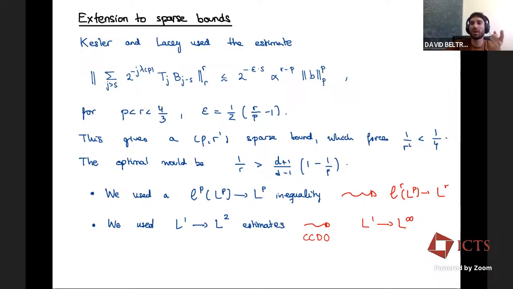That would be one possibility to try to improve things. And the second one is that when we think of what happens at P equal 1, and we try to extend Green's method to sparse bounds, the approach of Conde Alonso, Culiu, Di Plinio, and Ou was that the L1, L2 estimates are not good enough, because that would have given us only sparse bounds for half the segment, not all the way down to 1, but only all the way up to 1/2.